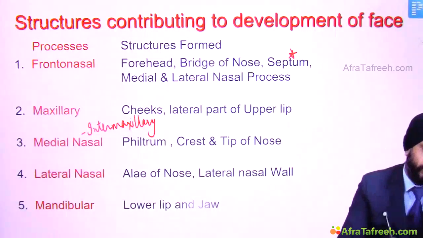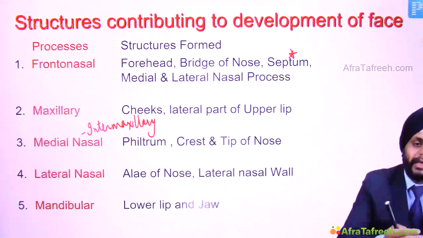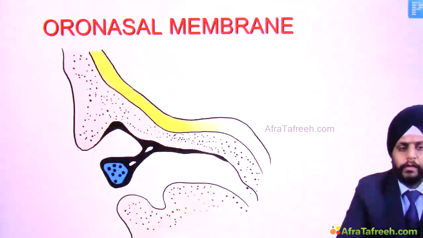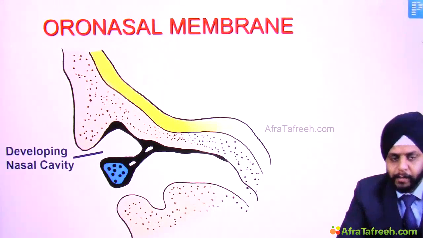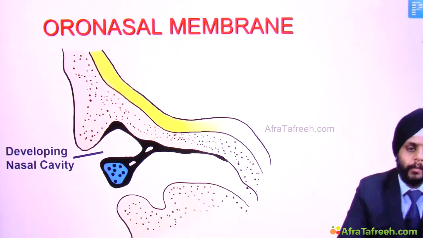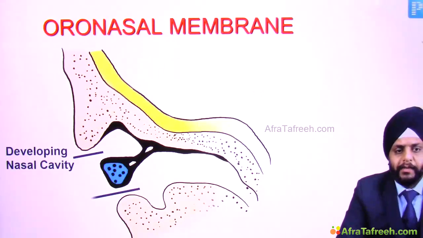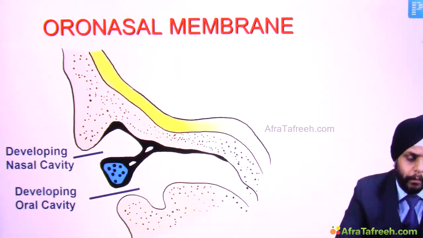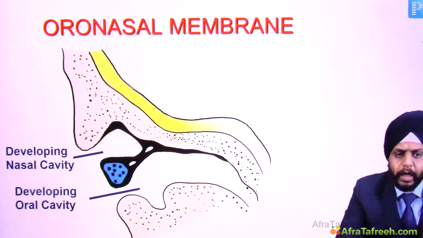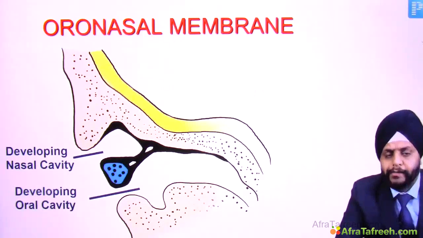Now, before we finish the embryology, let's look inside. What do we see over here? We see over here a developing nasal cavity. Remember, the nasal pit forms the nasal cavity, and we see the developing oral cavity, right? So we can see the developing nasal cavity and oral cavity, and we can see that they are fairly separate.